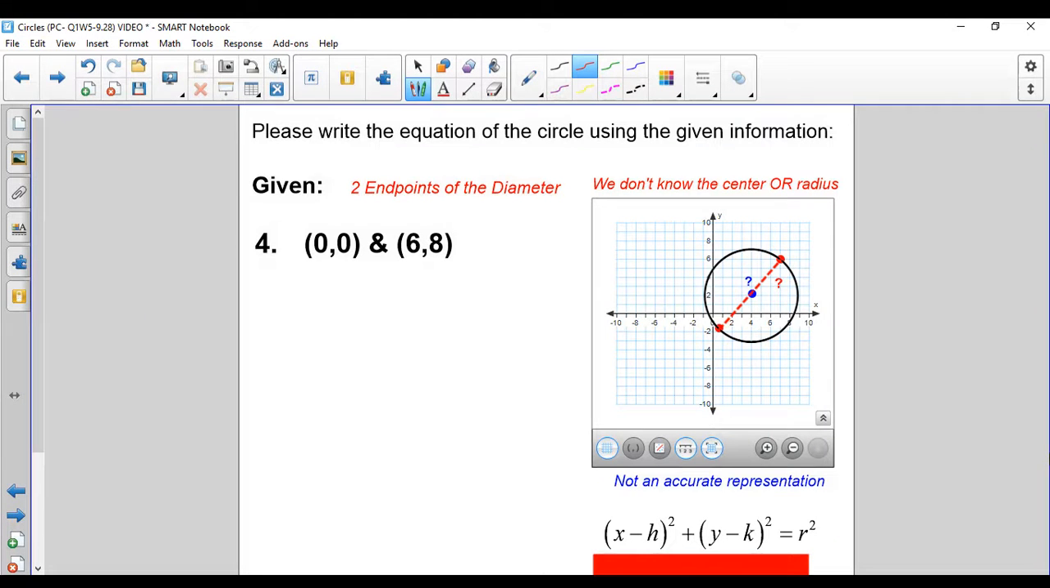All right, last type. In the last video, we were given the center and the radius, and then the center and a point. This one, we're not given any of the information we need. We're going to be given two endpoints of the diameter. So as you see my little sketch here, again, it's not an actual representation of what we have on our slide here, but we don't know our radius. So we don't know our radius and we don't know our center.